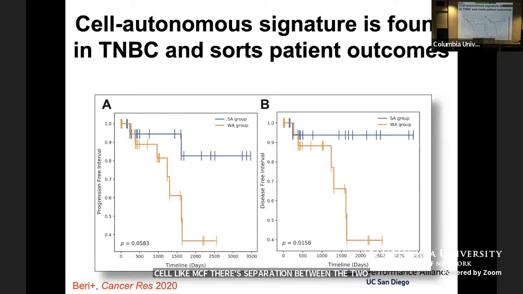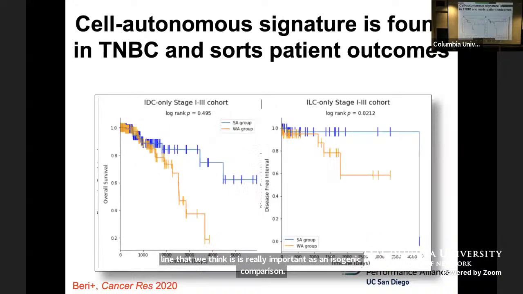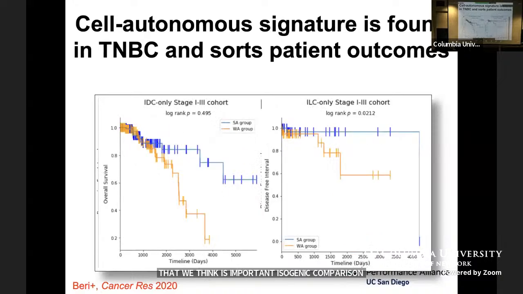And again, what was really cool was that we could see differences. If you're in that strongly adherent group, the blue data here, most of those patients are going to live, whereas for most of the patients that have this weakly adherent signature, their disease-free interval and their progression-free interval are markedly reduced. Now, this is all triple-negative breast cancer. We can also look at invasive ductal carcinoma and invasive lobular carcinoma. We get the same sorts of behaviors back out of these systems.